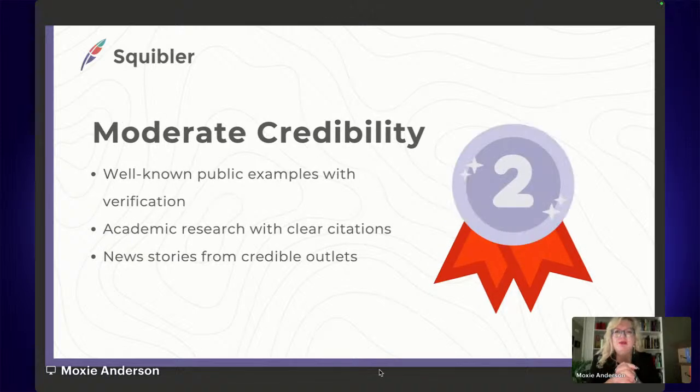Moderate credibility are well-known public examples with verification. Things we know about large companies like Walgreens, Fisher-Price, and so forth.